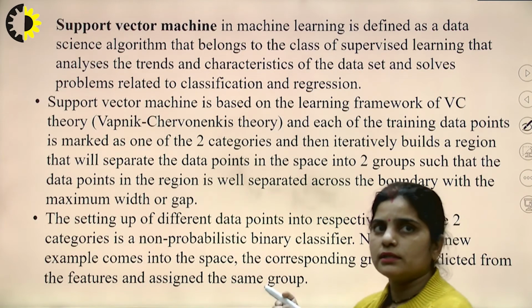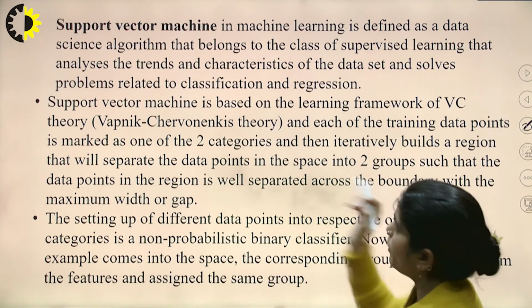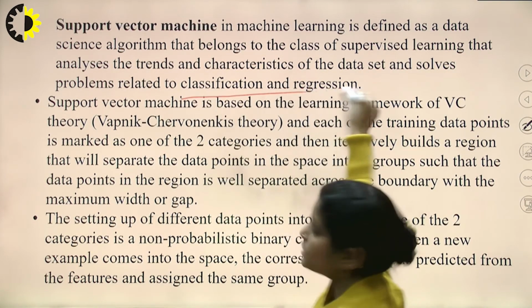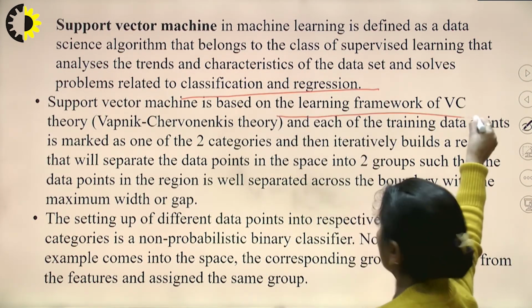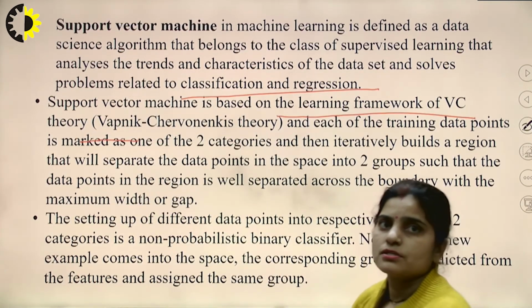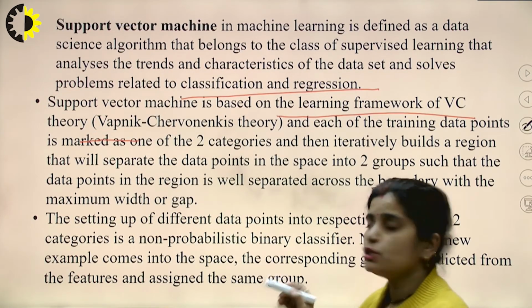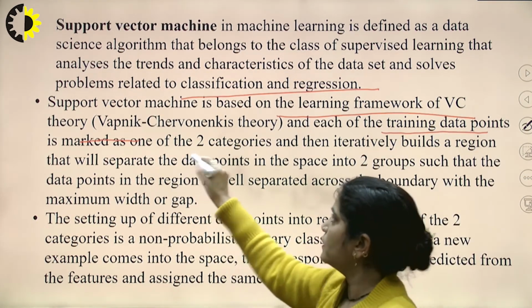This machine analyzes the trends and characteristics of the data sets which we are having and solves problems related to classification and regression. It is based on the learning framework of VC theory. The full form of VC theory is Vapnik-Chervonenkis theory, and in this, each of the training data points is marked as one of the two categories.